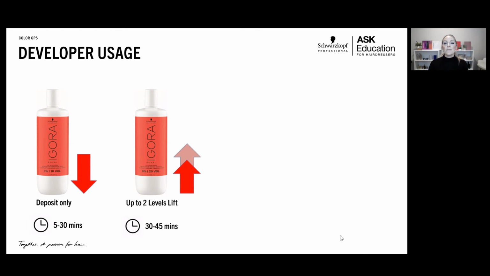So, processing time for a 6% or 20 volume for up to 2 levels of lift and for white hair coverage is 30 to 45 minutes. So again, oxygen will be released for up to a 45-minute processing time. And this is the ideal amount of time for white hair coverage, always processing the full amount of time. Not only does that get you the coverage that you need, but it also gets you the longevity of that coverage.